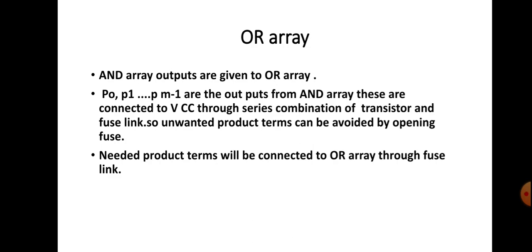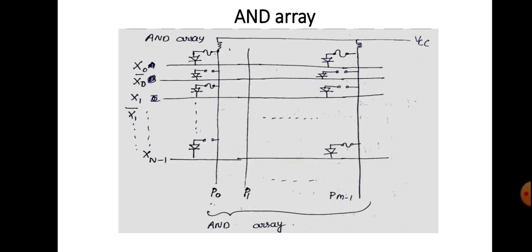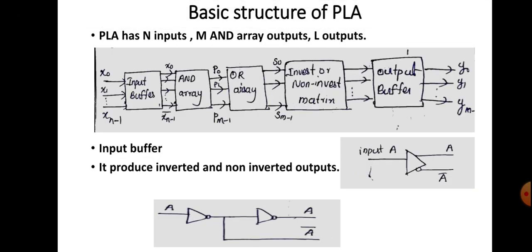After the AND array output, here there will be AND gates at this end, and the AND gate outputs are P0, P1, etc. up to Pm minus 1. That will be given to the input of the OR gate. You can see it from the structure.